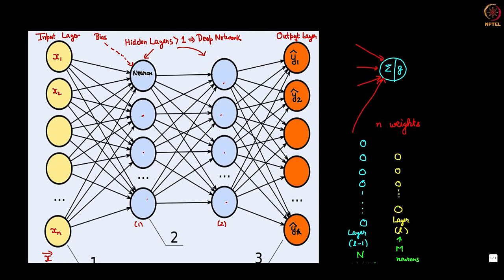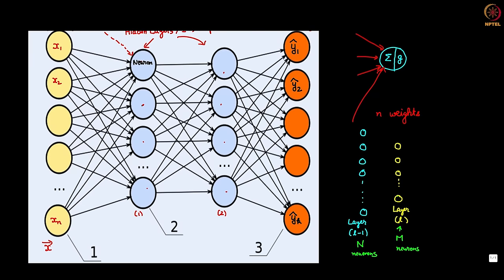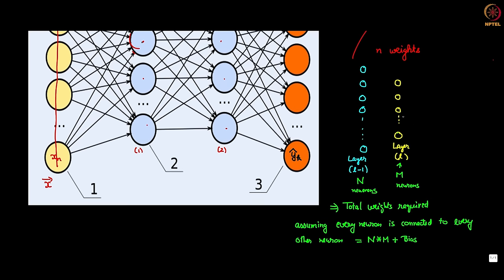Now, how many bias units do we have in such a case? If I consider this neuron, for example, this takes input from all these n plus one bias. Now, if I take this one, it also takes all these n plus a different bias. So, each neuron gets a different bias. In this case, if we look at these m neurons, you have n times m normal weights, and the number of bias weights will be equal to m, because each of these neurons has a different bias. So, the total number of weights in such a case is nm plus m.